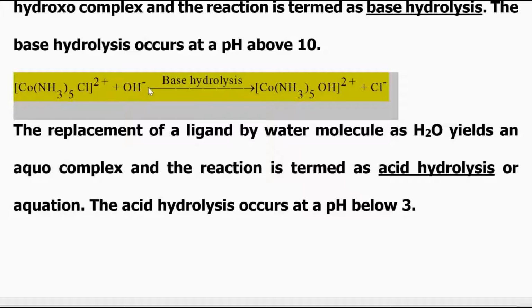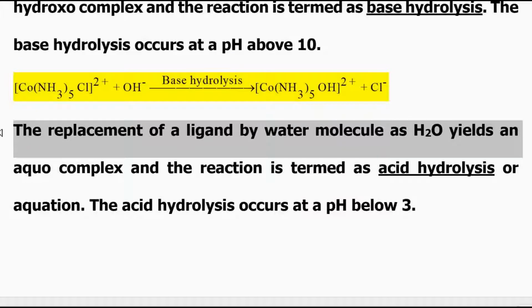When a nucleophilic attacking reagent OH minus attacks this substrate, then base hydrolysis takes place, and you will see that the chloro ligand is replaced by OH minus, and this is the product. So this type of reactions are called base hydrolysis reactions.